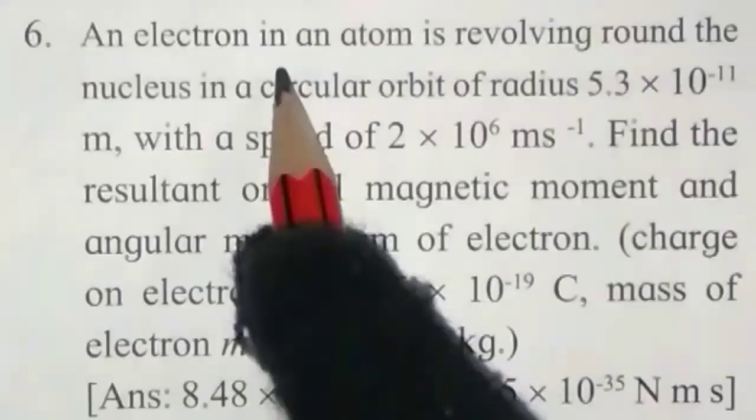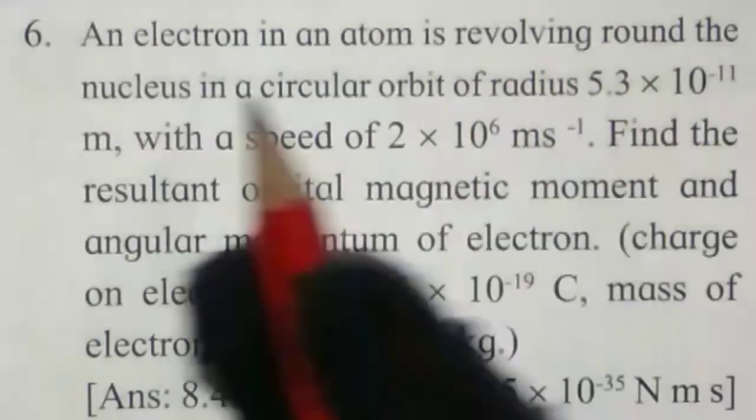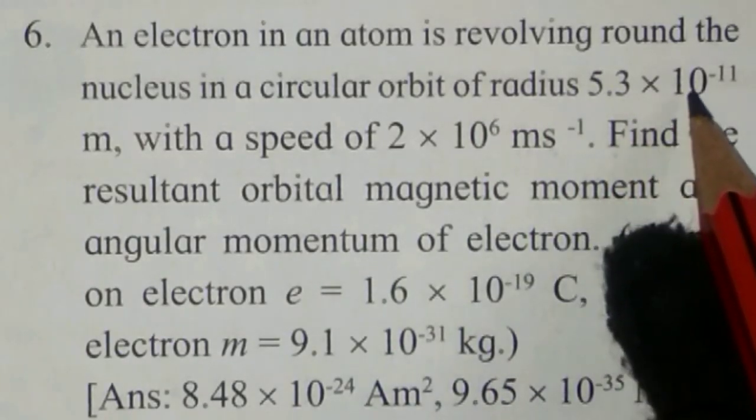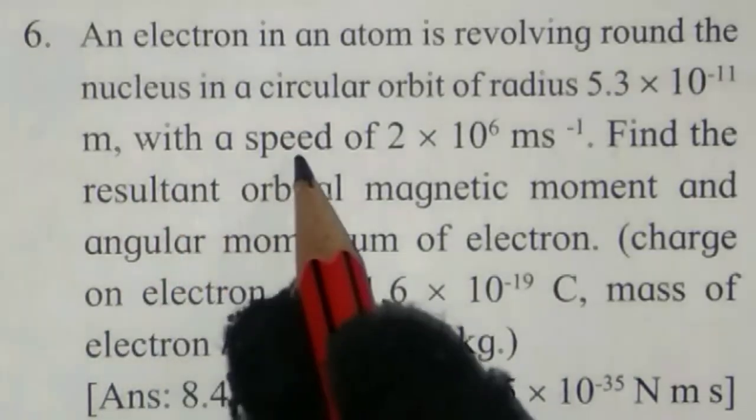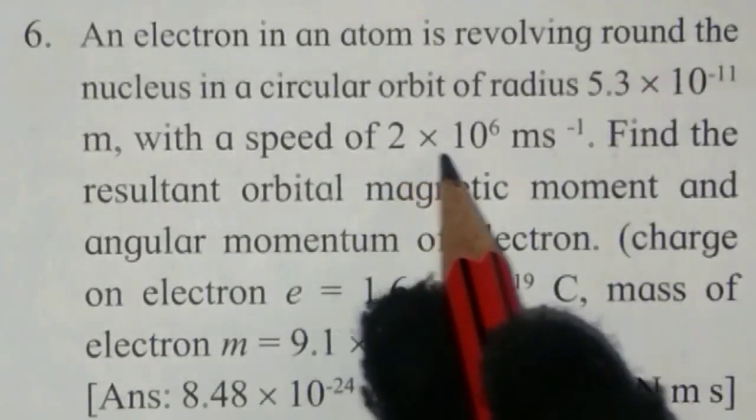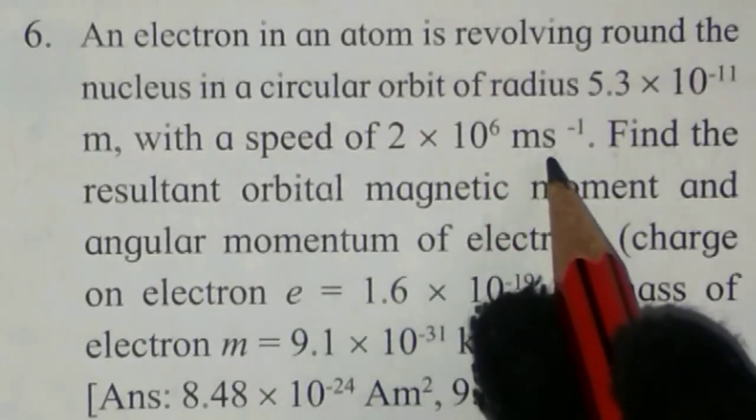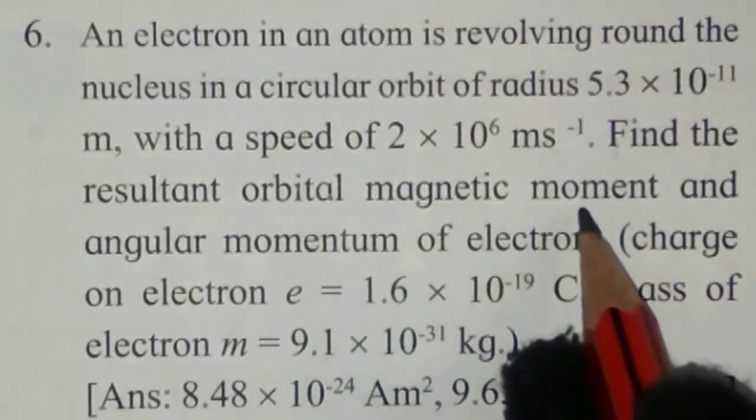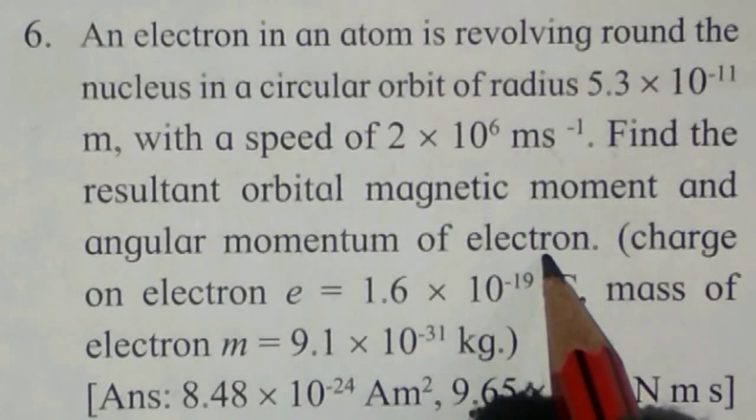An electron in an atom is revolving round the nucleus in a circular orbit of radius 5.3 into 10 raised to minus 11 meter with a speed of 2 into 10 raised to 6 meter per second. Find the resultant orbital magnetic moment and angular momentum of the electron.